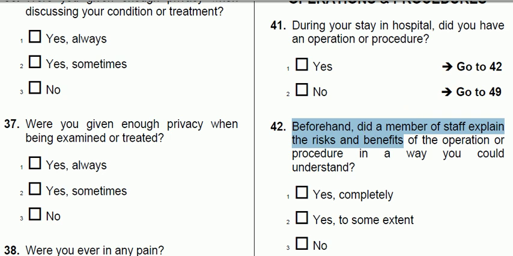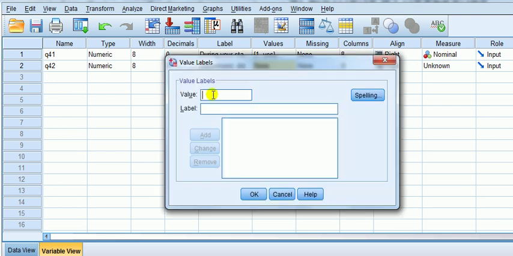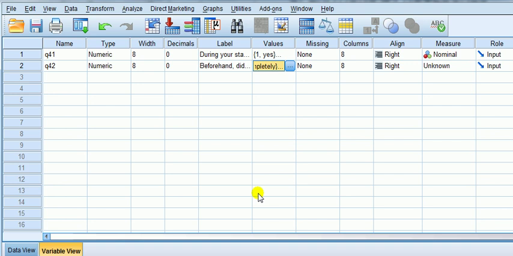So 42. And the answer is yes, completely understand; yes, to some extent; and no. So we're going to call that 1, 2, 3. Question 42: 1 for completely, 2 for understood to some extent, 3 for no, did not understand. We haven't exactly completed this yet, but I'm going to come back to this later on and I'll tell you why. So we're pretty much set up, except for question 42, which is not completely done yet.